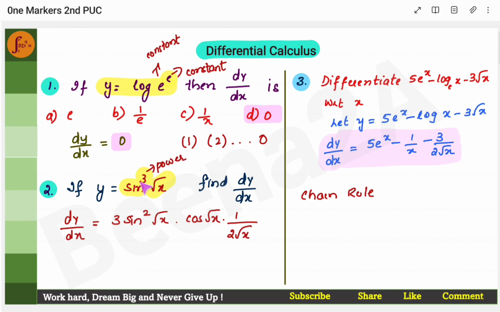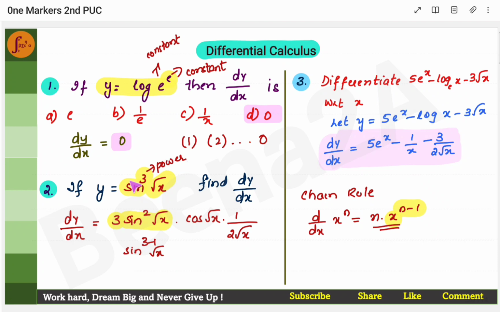So here it's 3. So if I use the derivative formula, what is that? d by dx of x to the power n is equal to n into x to the power n minus 1. Right? Now here you have 3. So we'll put 3. And instead of x, we have sine root x. So we have sine root x and then to the power n minus 1. What is n? It's 3. So it's going to be 3 minus 1. Sine 3 minus 1 root x, that is sine square root x. Right? 3 minus 1 is 2. So sine square root x.